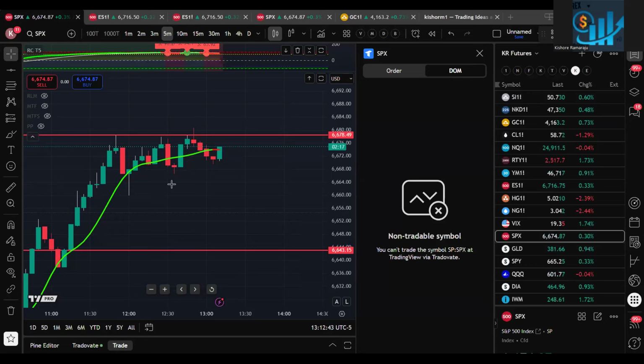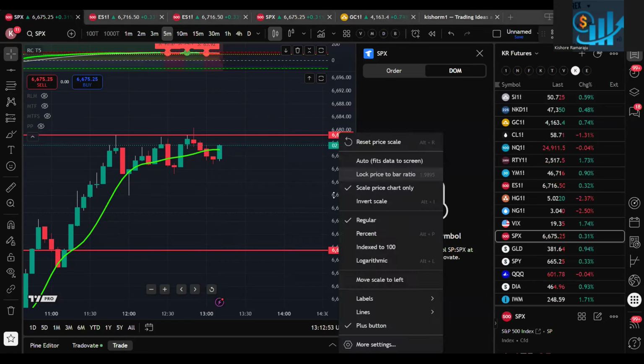Whether price moves up, moves down, at the end of the day, we want it to be below 85. If it stays below 85, all that money will be yours.